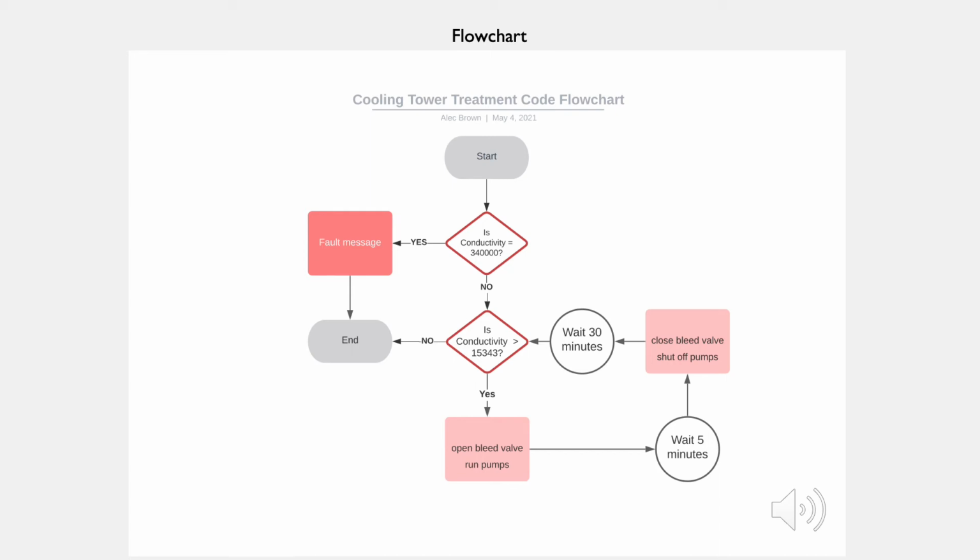And it's going to do that for 5 minutes. After 5 minutes, it closes the bleed valve back down and shuts off the pumps. And it's going to wait another 30 minutes and make the same check again. And it'll keep doing that until the conductivity is below 1,000 microsiemens per centimeter.